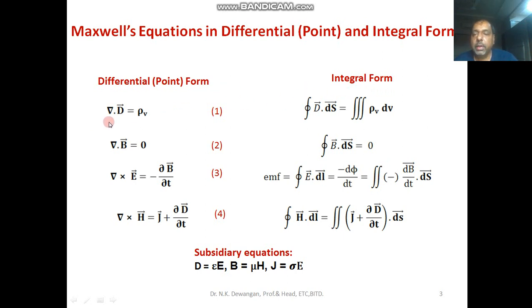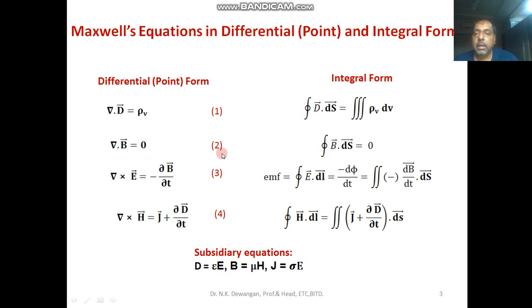So the first Maxwell equation is divergence D vector equal to rho v. Rho v is the volume charge density, D vector is the electric displacement vector or electric flux density vector. Then the second Maxwell equation is divergence B equal to 0. B is the magnetic flux density, that is in Tesla.